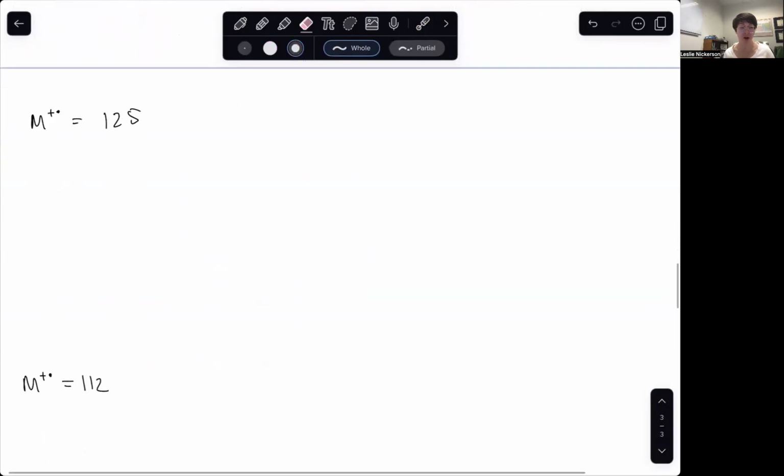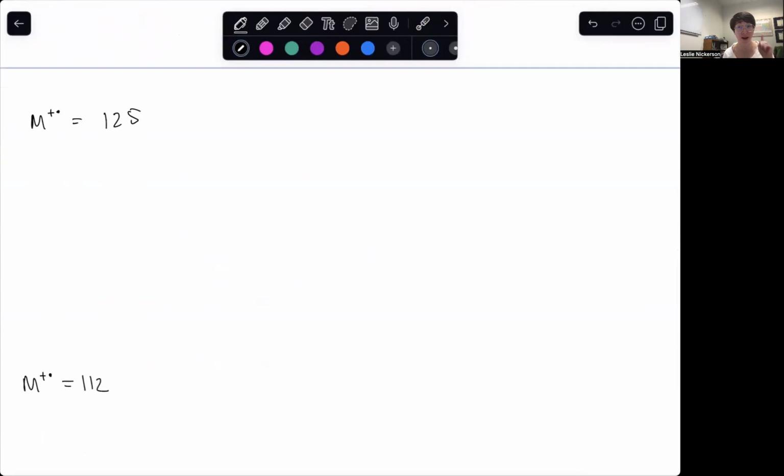Okay, let's look at another example. So I've got a molecular ion peak of 125. If I've got 125, it's an odd number, so I'm immediately going to take into account that I've got a nitrogen there. So we're going to go ahead and subtract 14 from this for our nitrogen. And we're going to just start off assuming that there's only one nitrogen and not going crazy past that. So 125 minus 14 is going to be 111.